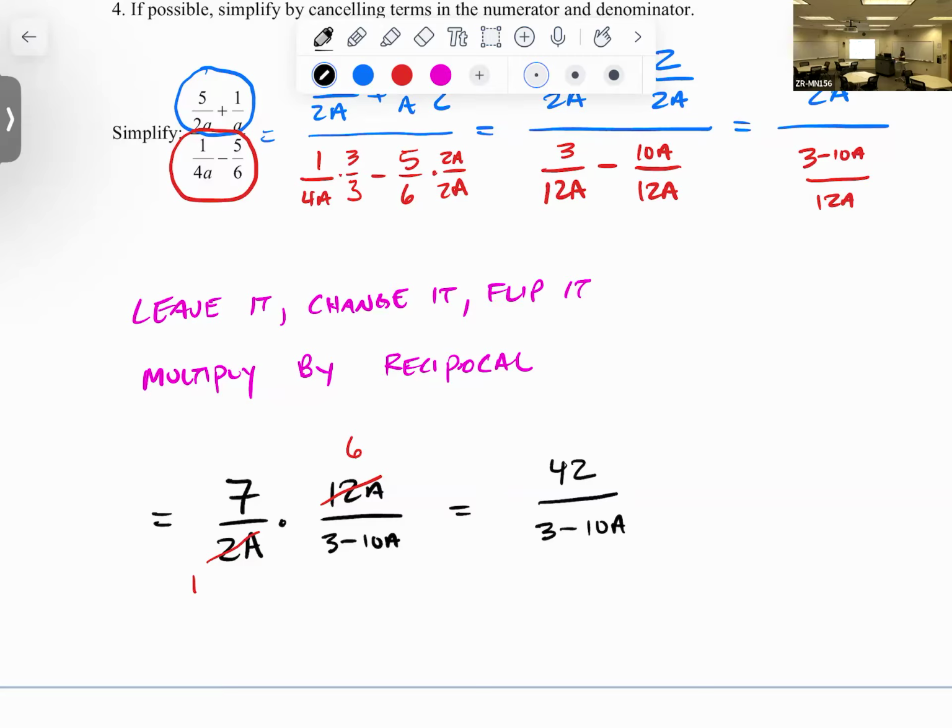Brittany, okay? I was like, oh, 6. 12 divided by 2 is 6. A divided by A is just 1. So those actually can cancel.